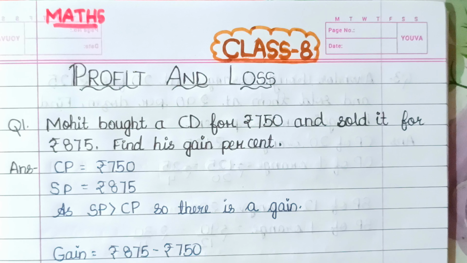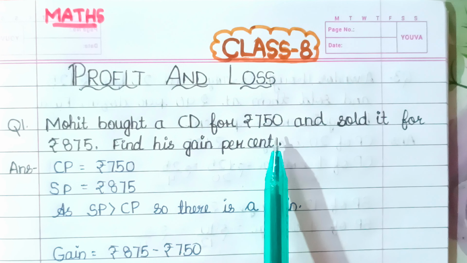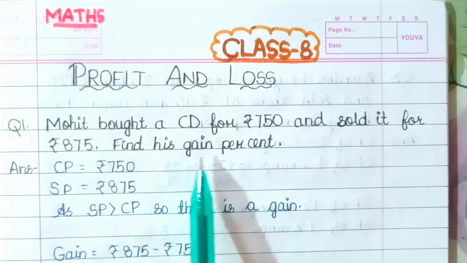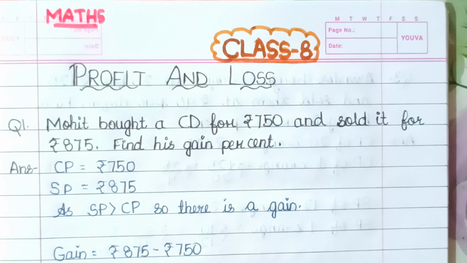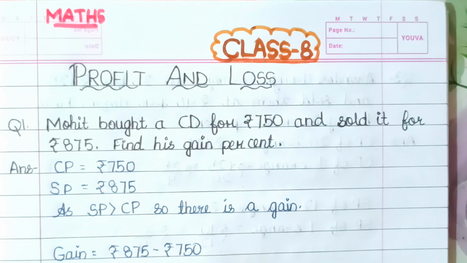First of all, the question is, Mohit bought a CD for rupees 750 and sold it for rupees 875. Find his gain percent. So here it has given the cost price, that is the price at which Mohit bought the CD, and that is rupees 750. And the selling price means the price at which the CD was sold. It was rupees 875. The question is given to find his gain percent, the profit that is gained.